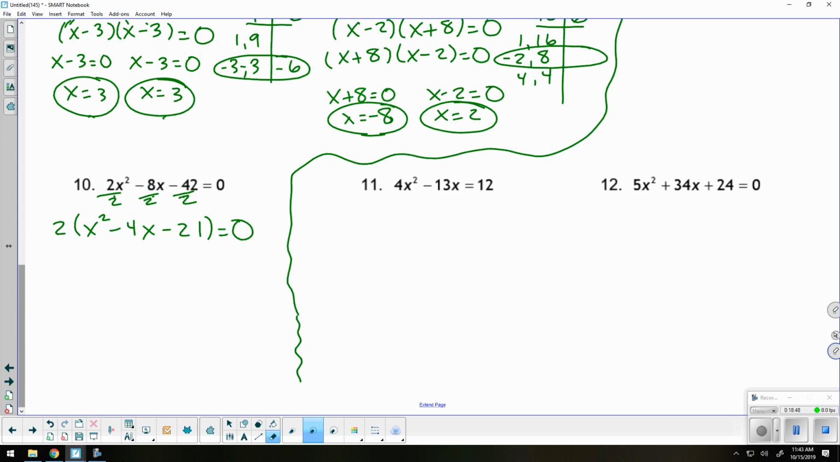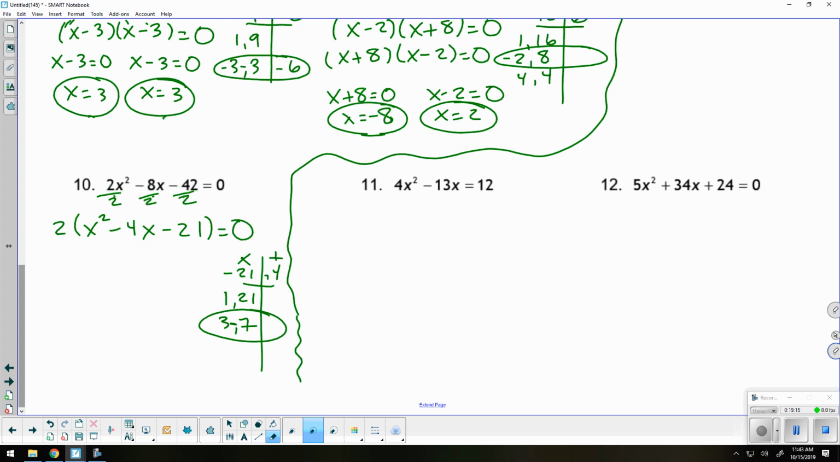Now what you just uncovered, once you take that 2 out, is a 1x squared trinomial, just a basic trinomial. So what I'm trying to find is two numbers that multiply to be negative 21, and those same two numbers have to add to be negative 4. What multiplies to be 21? 1 times 21 or 3 times 7? Obviously it's going to be 3 and 7, but if I want to get a negative 4, the bigger number would have to be negative this time.